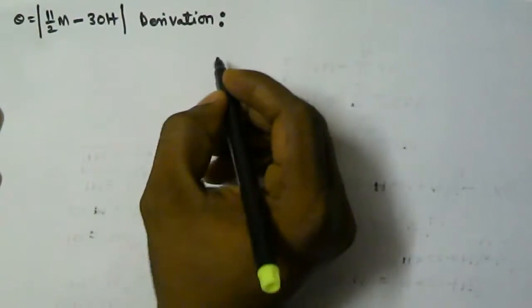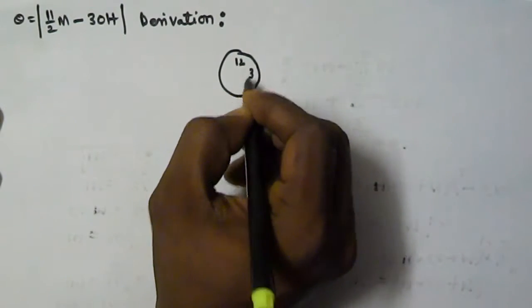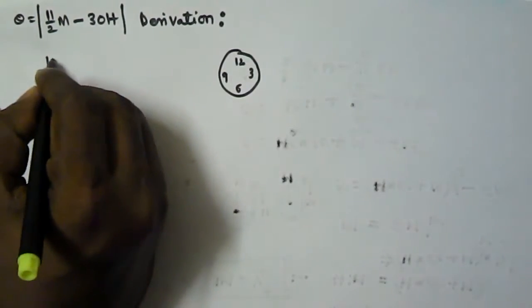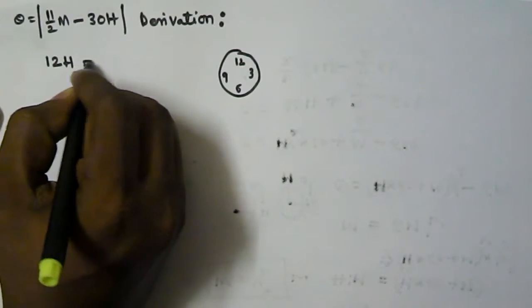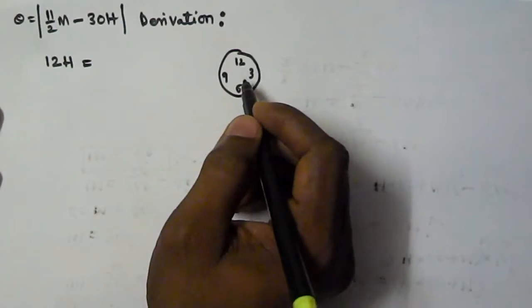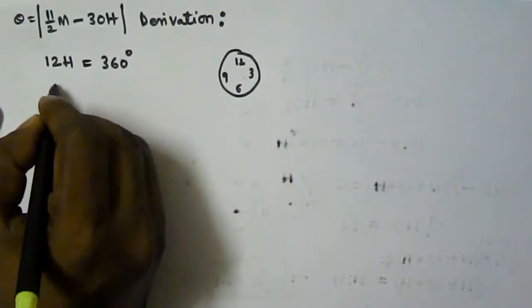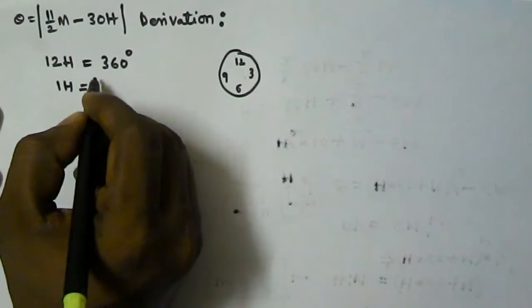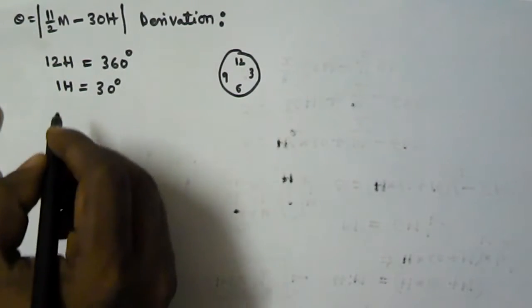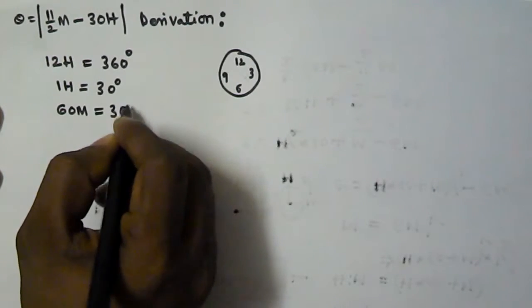So if you take a clock, there are 12 hours, right? The clock is round in shape, so it contains 360 degrees. That means 1 hour is going to be equal to 360 by 12, so that is 30 degrees. So here 1 hour is equal to 60 minutes, which is again 30 degrees.